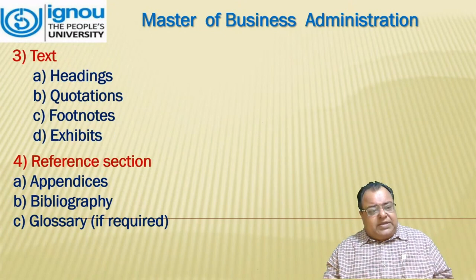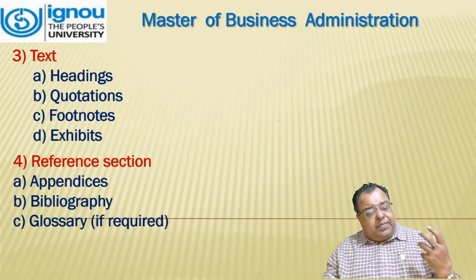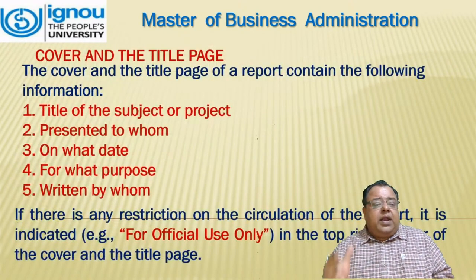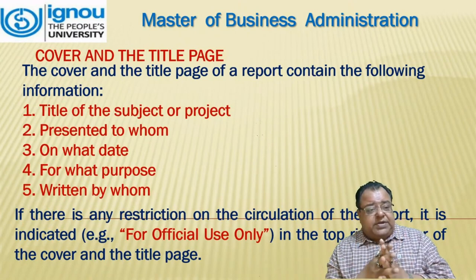Third one is text, which includes headings, quotations, footnotes, and exhibits. Fourth one is the reference section, which includes appendices, bibliography, and glossary if required.